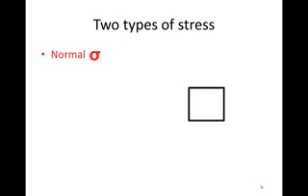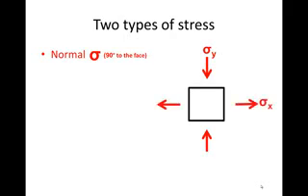There are two types of stress that can develop inside of a material. Normal stress, of course, which is designated with the Greek letter sigma. We draw that on a little speck of material 90 degrees to the face. That's what the word normal means, 90 degrees to. So we could draw it 90 degrees to this face. We'd call that sigma y. Or 90 degrees to this face. We'd call that sigma x.